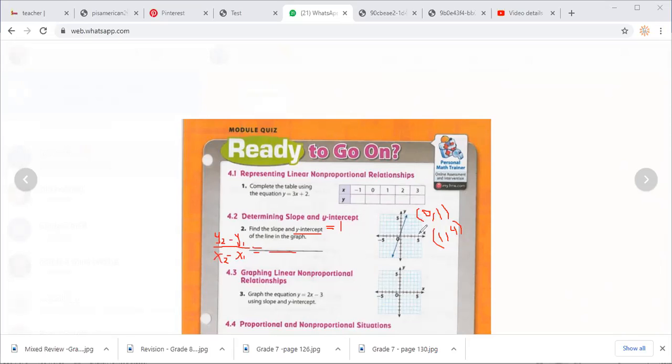Miss, can I answer? She nominated for us two order pairs, which are 0 and 1 and 1 and 4, right? I want someone to continue and tell us how we are going to find the slope in this question. Tell me, please.